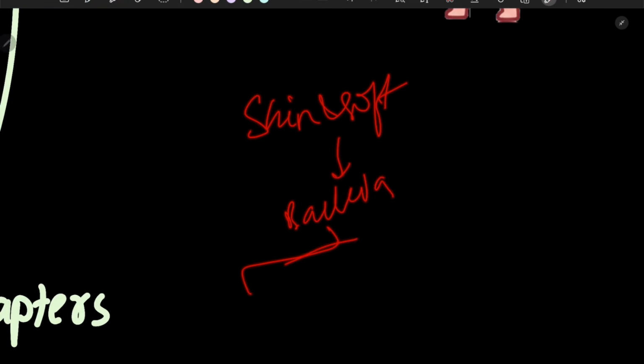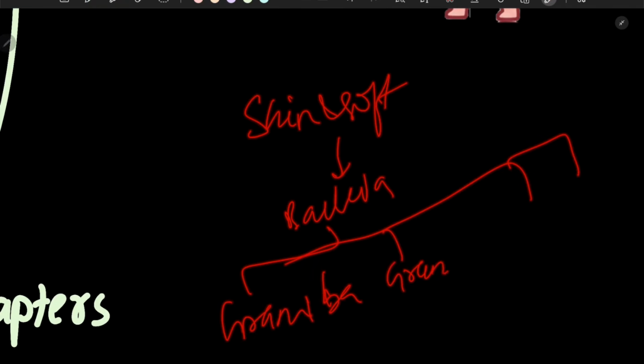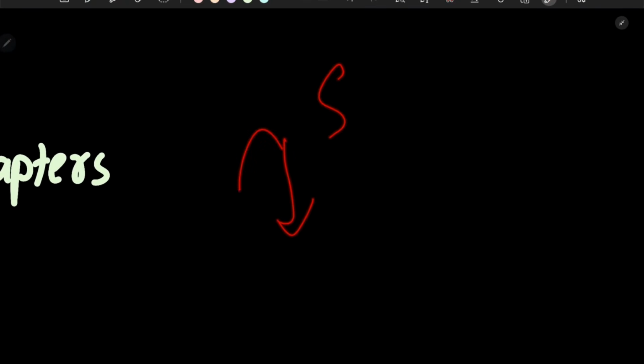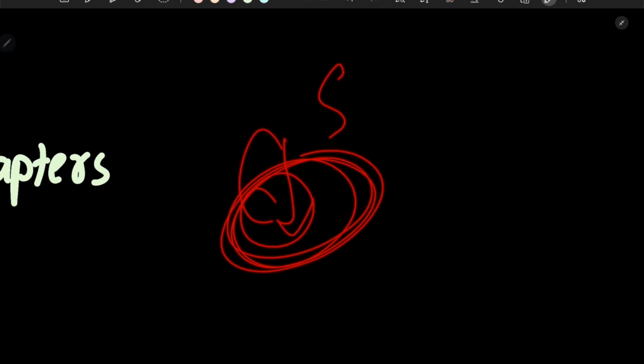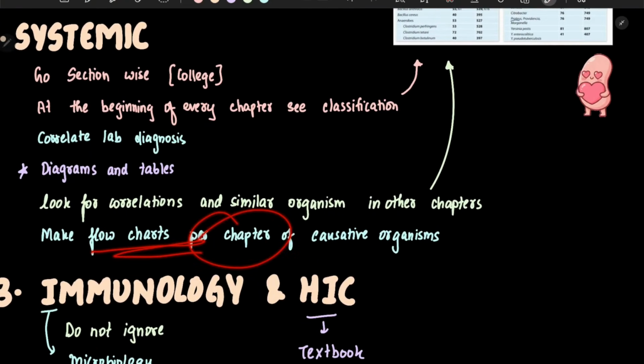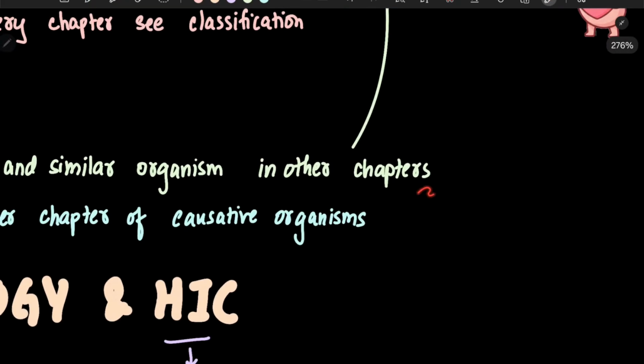Then you divide the bacteria into gram positive bacilli, gram positive cocci, gram negative bacilli, and so on, and then you write in skin what gram positive bacilli are causing what infections. Okay, so make such flow charts per chapter for causative organisms. How is this going to help you, you may ask? Because it's going to help you in your viva.